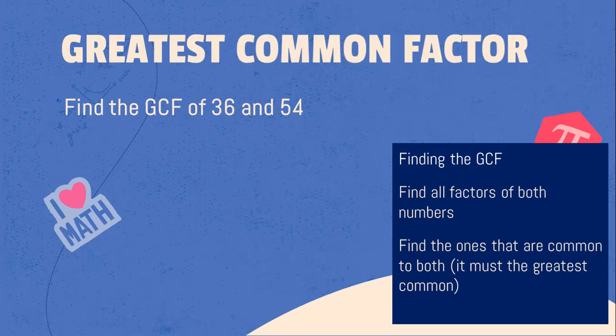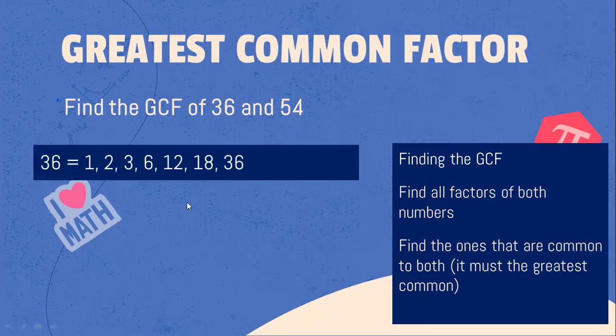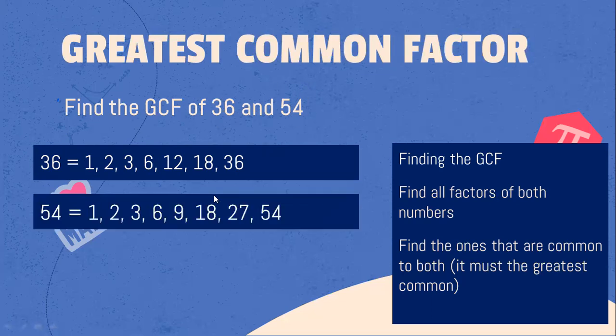Okay, let's solve all together. What are the factors of 36? The factors of 36 are 1 times 36, 2 times 18, 3 multiplied by 12, 6 multiplied by 6. Next one, what are the factors of 54? The factors of 54 are 1 multiplied by 54, 2 multiplied by 27, 3 multiplied by 18, 6 multiplied by 9.